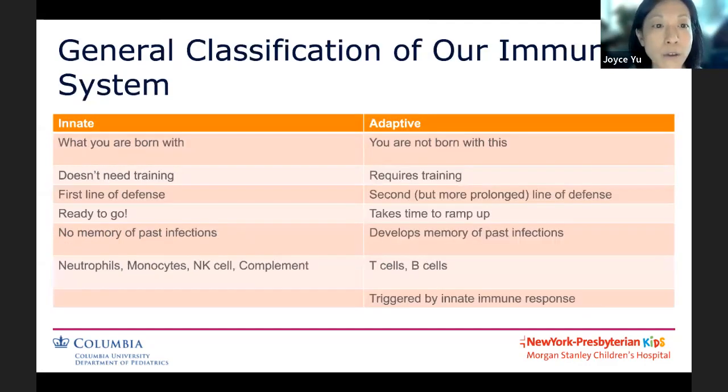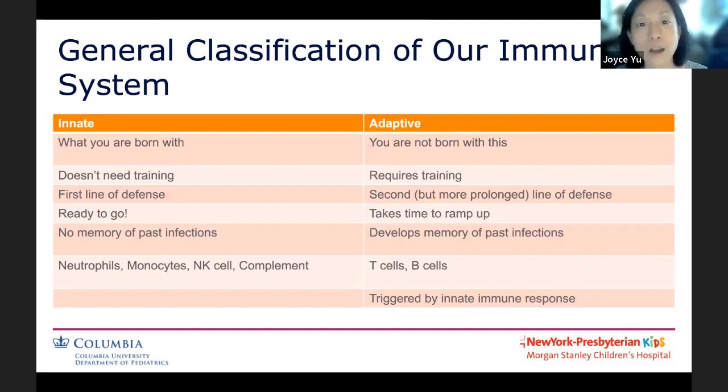In terms of how you classify our immune system, there are definitely several different ways, but this is one of the big general classifications. We think of it as our innate immune system and our adaptive immune system. Our innate immune system is really what you're born with, so it's basically what you come out of the womb with. It doesn't need any training. It's ready to go. It's a first-line defense against microbes. On the other hand, it doesn't have much memory of our past infections. Example components of our innate immune system are neutrophils, monocytes, NK cells, and complement.